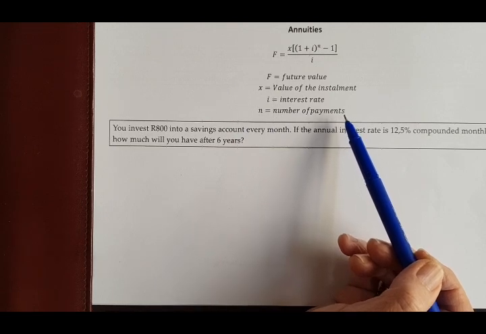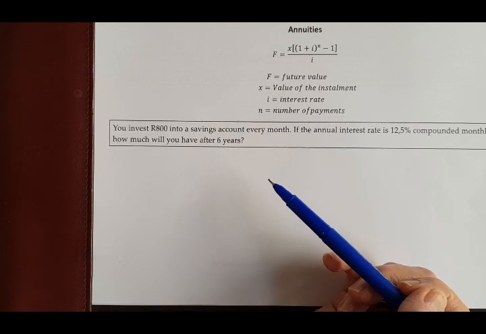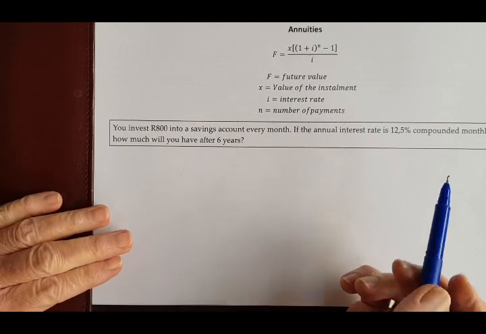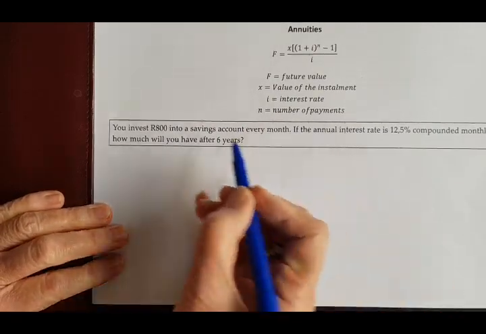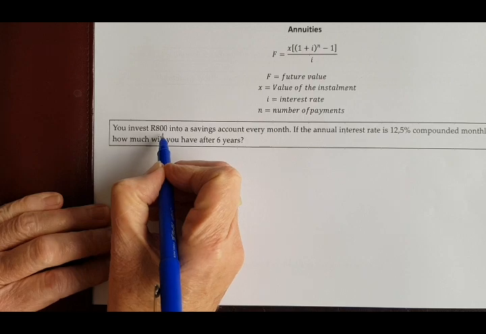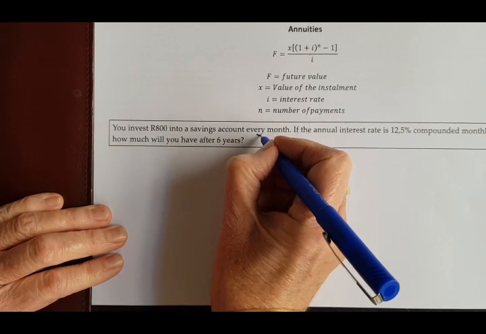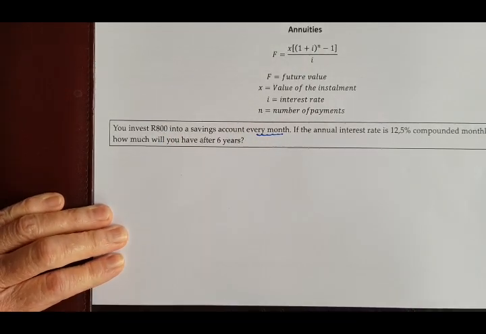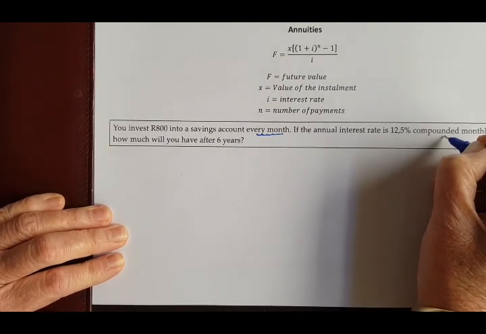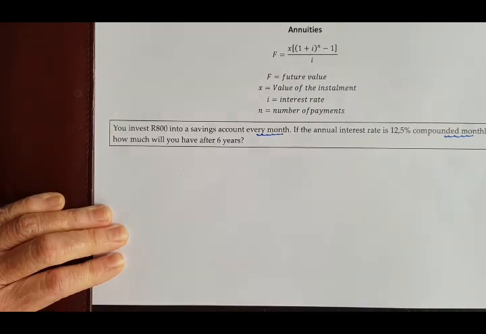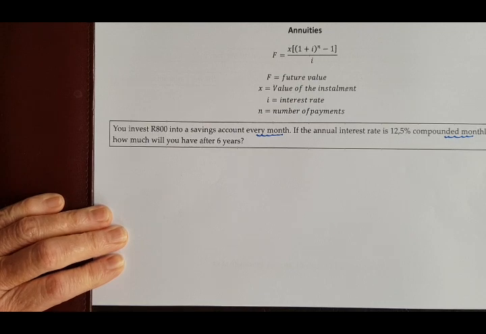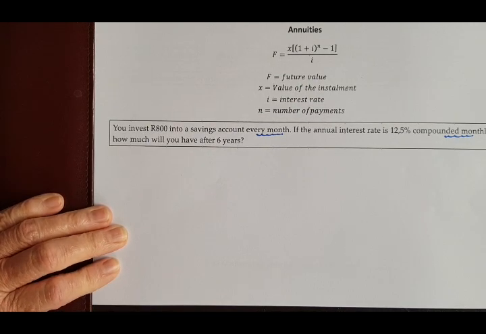Now, one of the most important things to remember about annuities, please, is that your payment period, in this case, you're investing 800 Rand every month, has got to match your compounding period. If those two are not the same, you would have to use that formula for the conversion between an effective and a nominal interest rate.